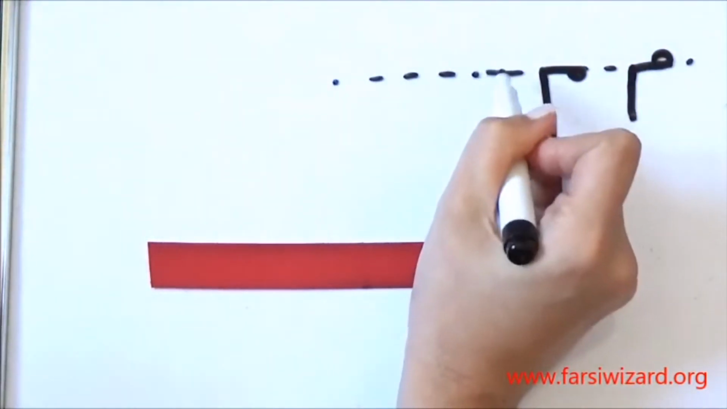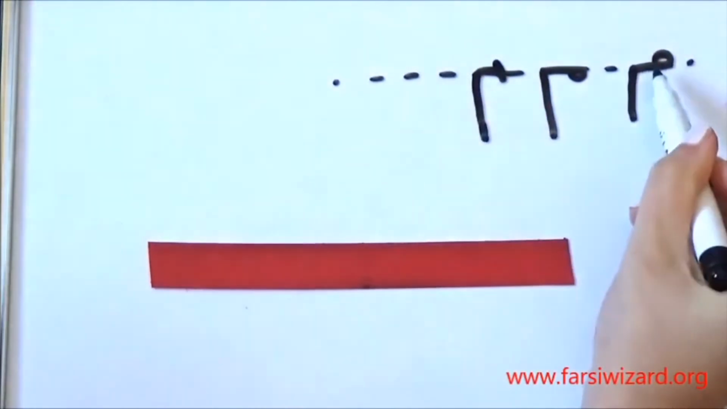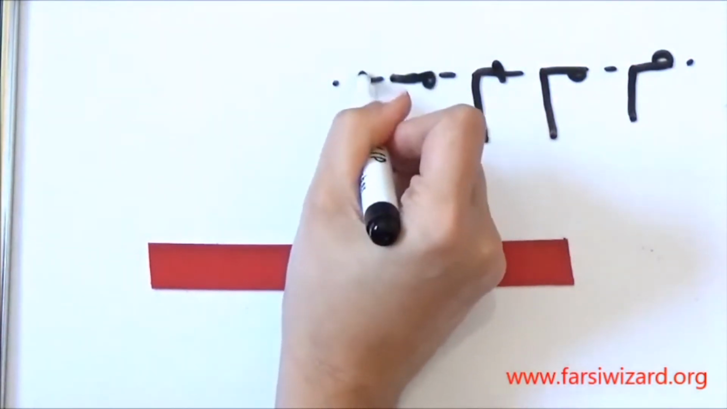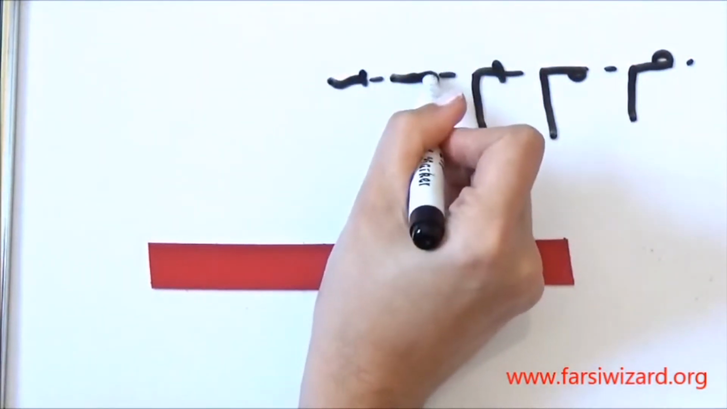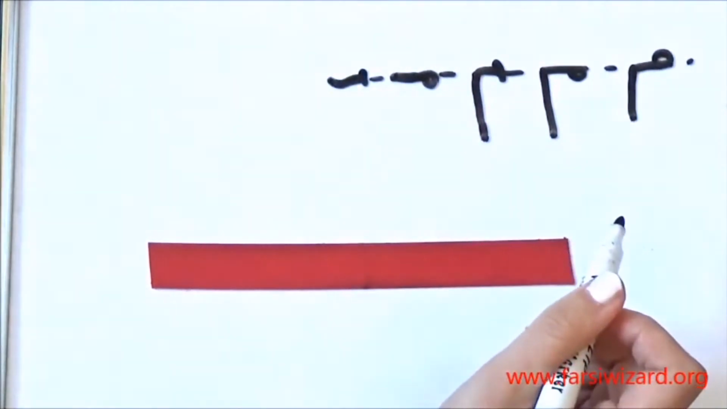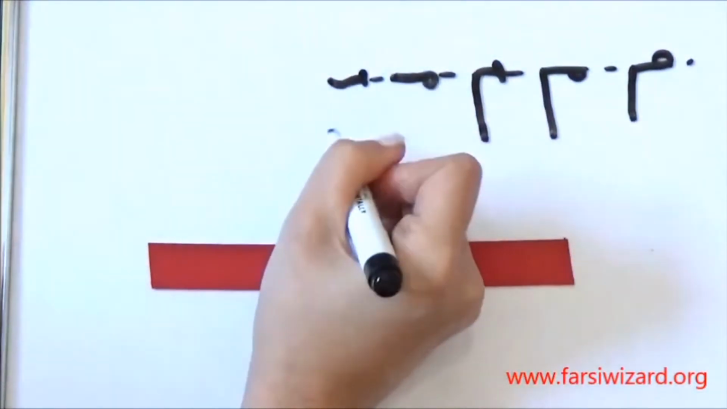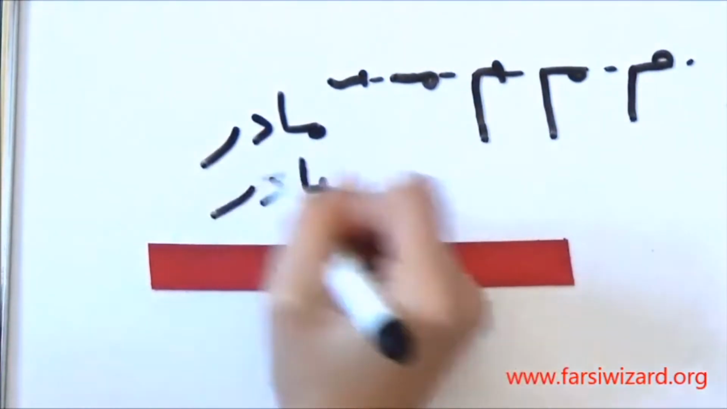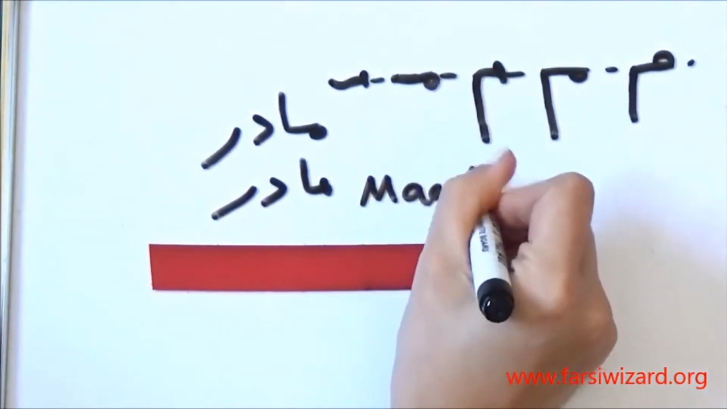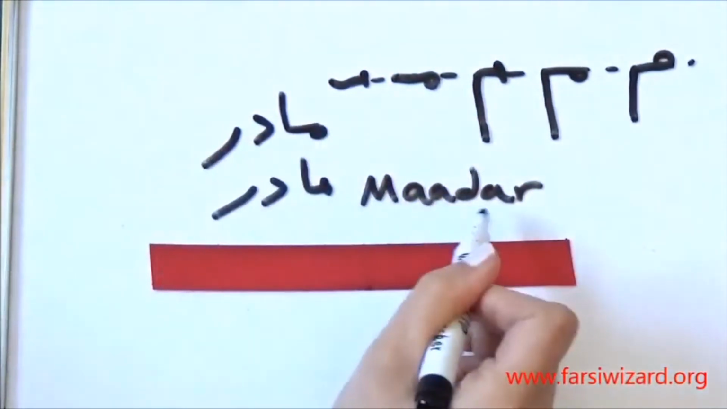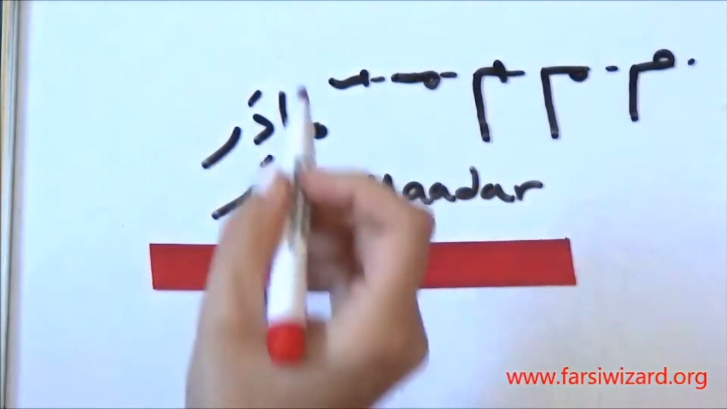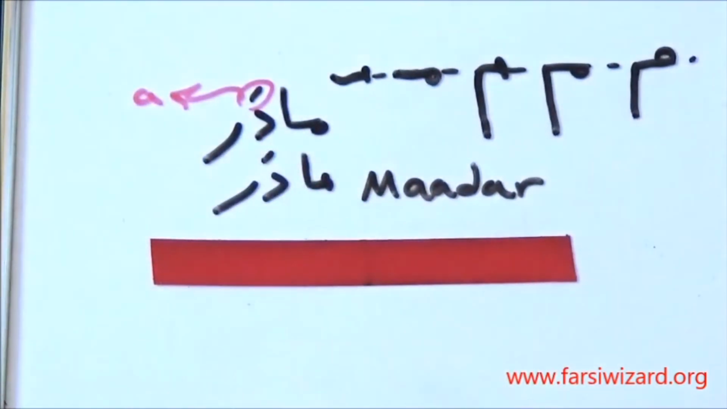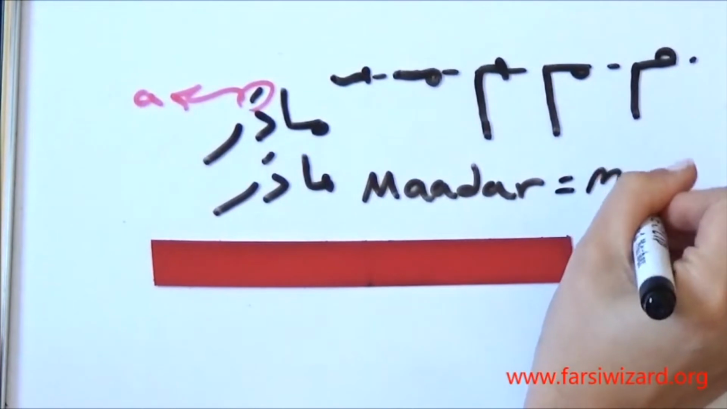Okay, the last one here we have mim, and this one is written in quite different ways depending on the style of handwriting of people. So you see both the complete version and the small version. The example is madar, madar. Again, we have the short vowel a, madar. And as you can guess, very easy to guess, it means mother.